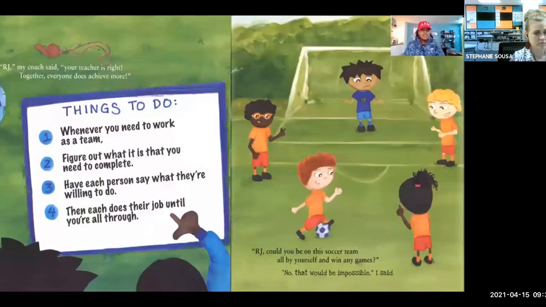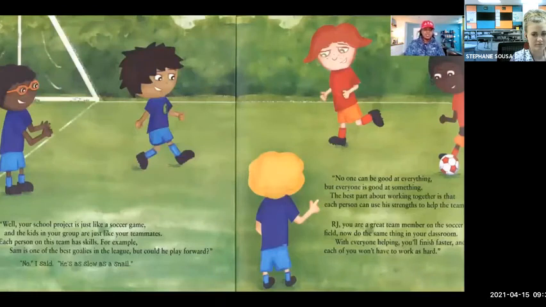RJ, my coach said, your teacher is right. Together, everyone does achieve more. And he showed me these things to do. Whenever you need to work as a team, figure out what it is that you need to complete. Have each person say what they're willing to do. Then each does their job until you're all through. RJ, could you be on the soccer team all by yourself and win any games? No, that would be impossible, I said. Well, your school project is just like a soccer game, and the kids in your group are just like your teammates. Each person on this team has skills.